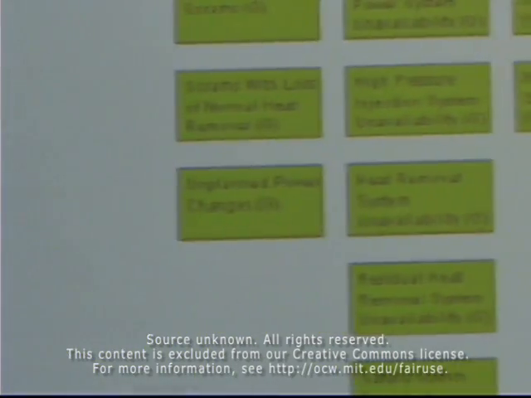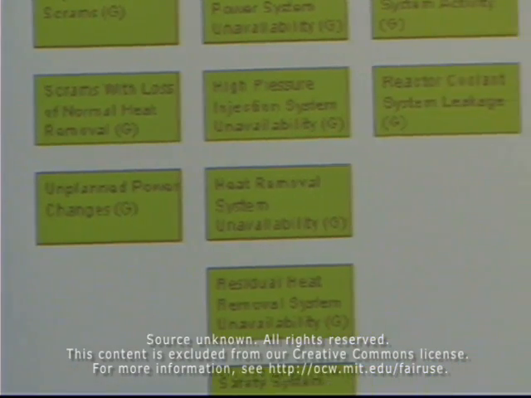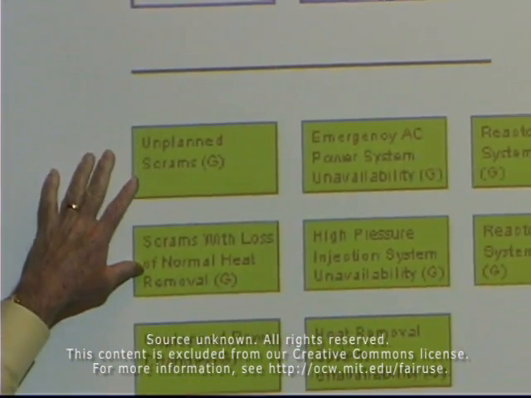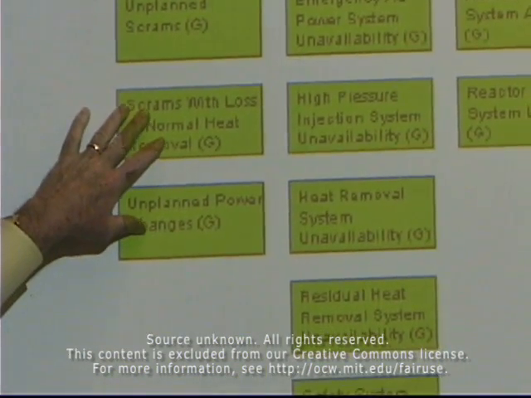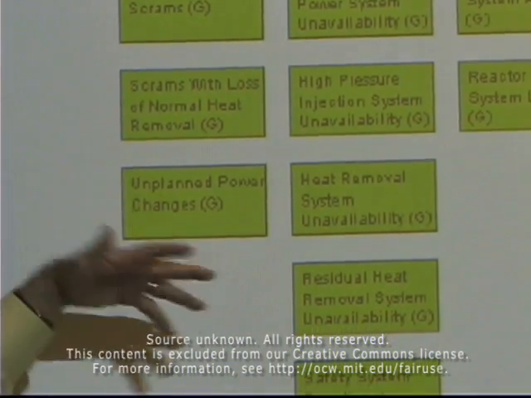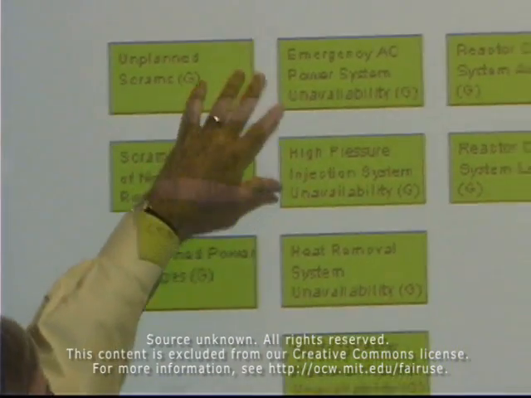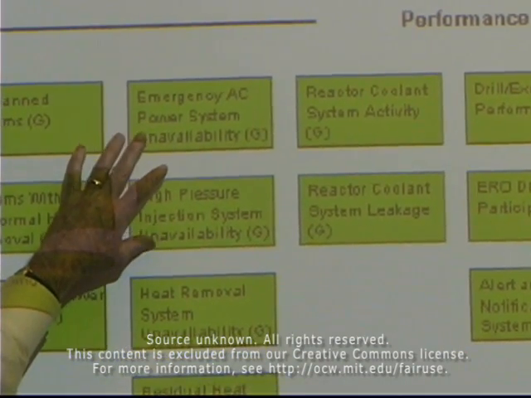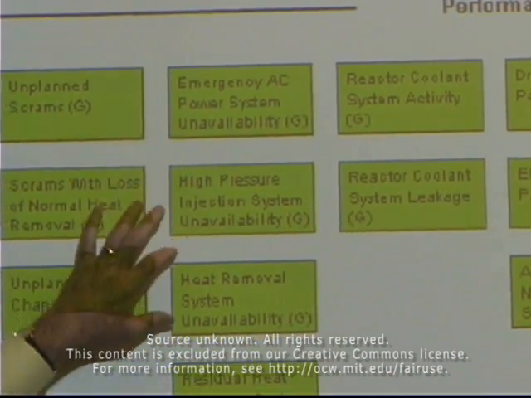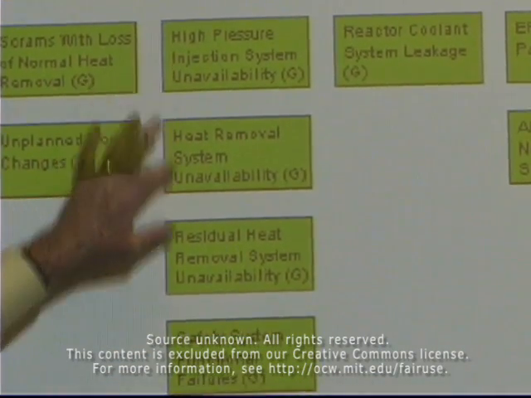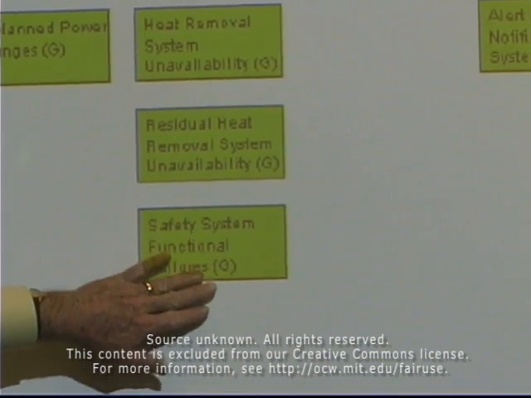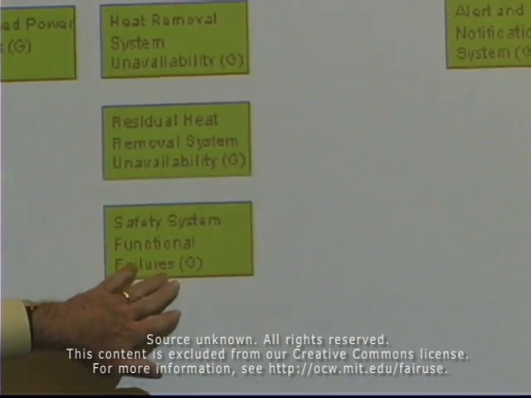So they have some performance indicators which they have chosen to use, and these are listed here. For initiating events: unplanned scrams, unplanned scrams with loss of normal heat removal, and unplanned power changes. Unplanned power changes can result in transients, initiating events. Then you have emergency AC power, high pressure injection system. Now these are availabilities and unavailabilities. Is it available? This could be out of service. Heat removal system, residual heat removal, and safety system functional failures. That is, when you have systems that just don't perform, this is a bad one.